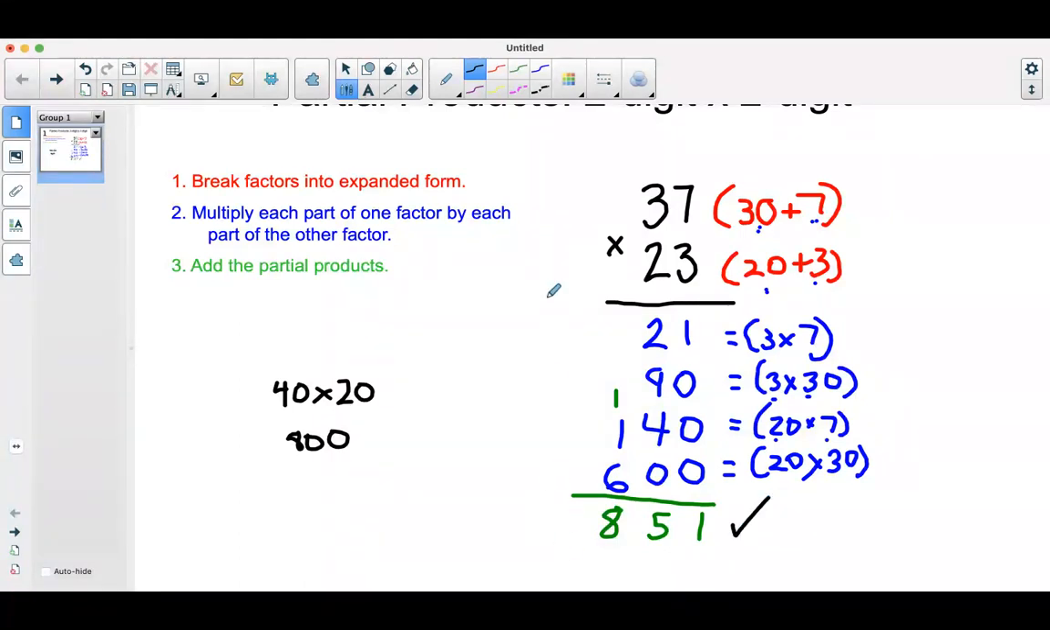And this, my friends, is how you use partial products to multiply two two-digit numbers.